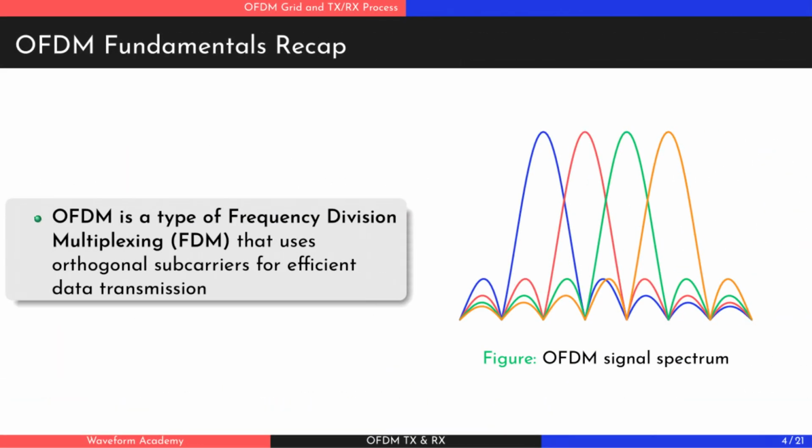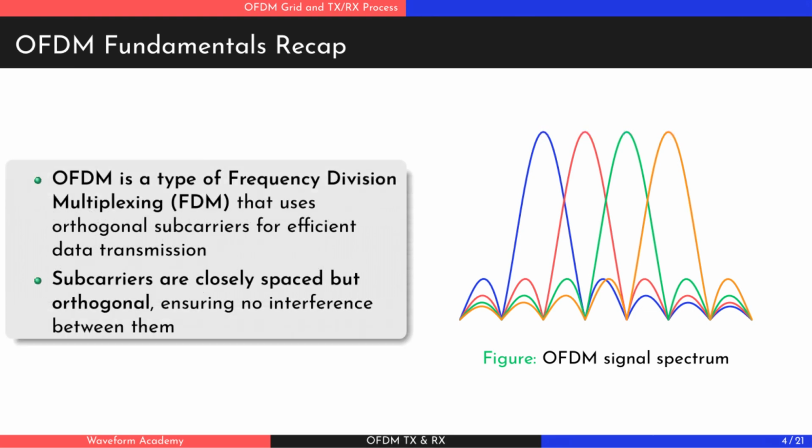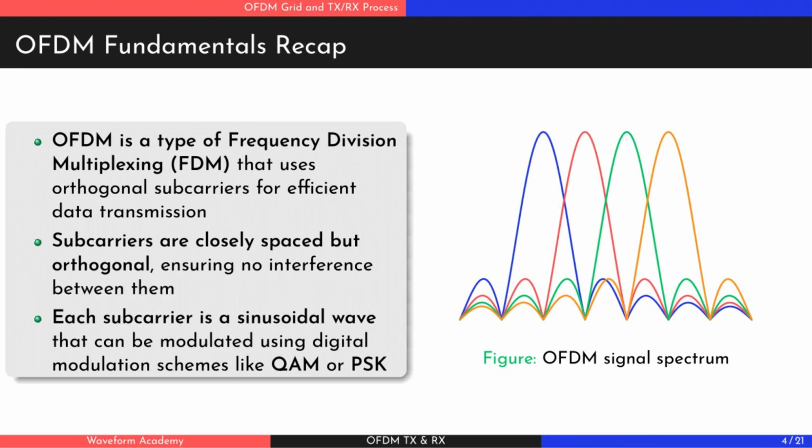In the last presentation, OFDM Explained, we explored the fundamentals of Orthogonal Frequency Division Multiplexing, OFDM. We learned that OFDM is a type of frequency division multiplexing, FDM, that utilizes orthogonal subcarriers to efficiently transmit data. Subcarriers are closely spaced but orthogonal, ensuring they don't interfere with each other. This is achieved by carefully selecting carrier frequencies, so that when one subcarrier reaches its peak, the side lobes of all others are at zero. Each subcarrier is a sinusoidal wave that can be modulated using digital modulation schemes such as QAM or PSK.